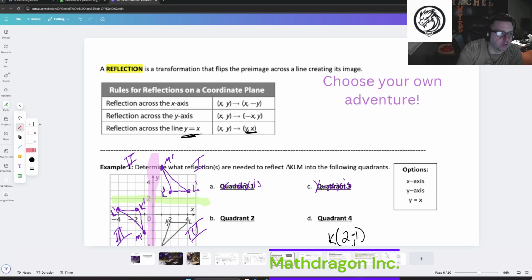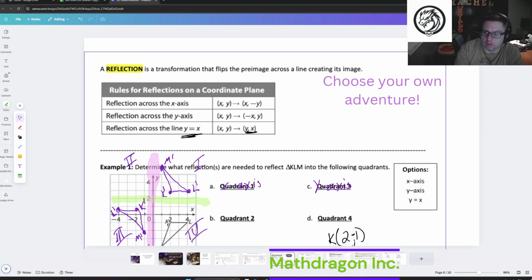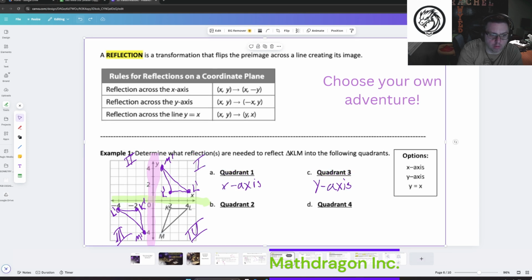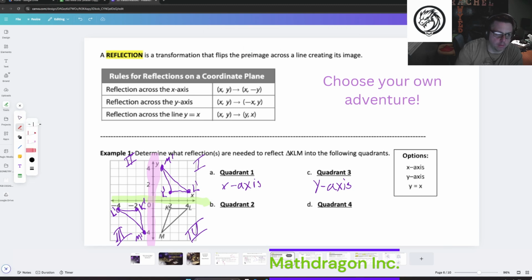Oh, my whole picture got shifted. Oh, what happened? I don't like this at all. What happened? That's better. All right.